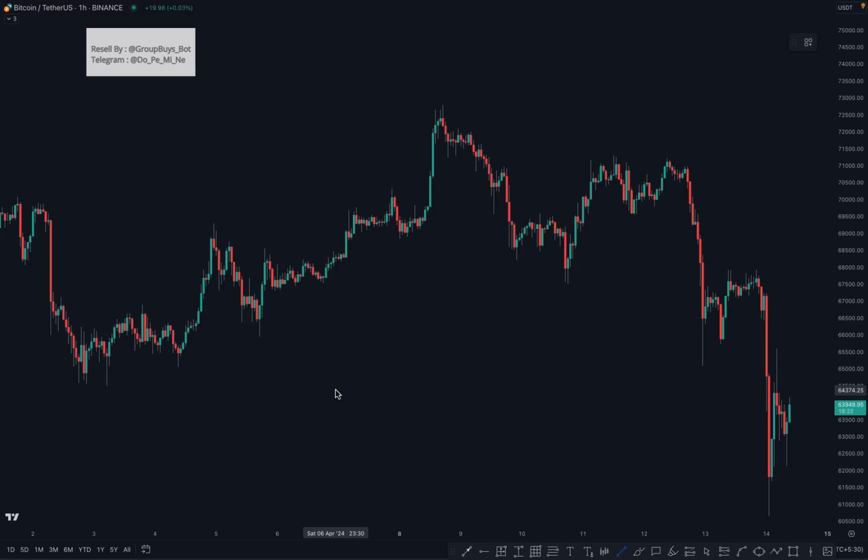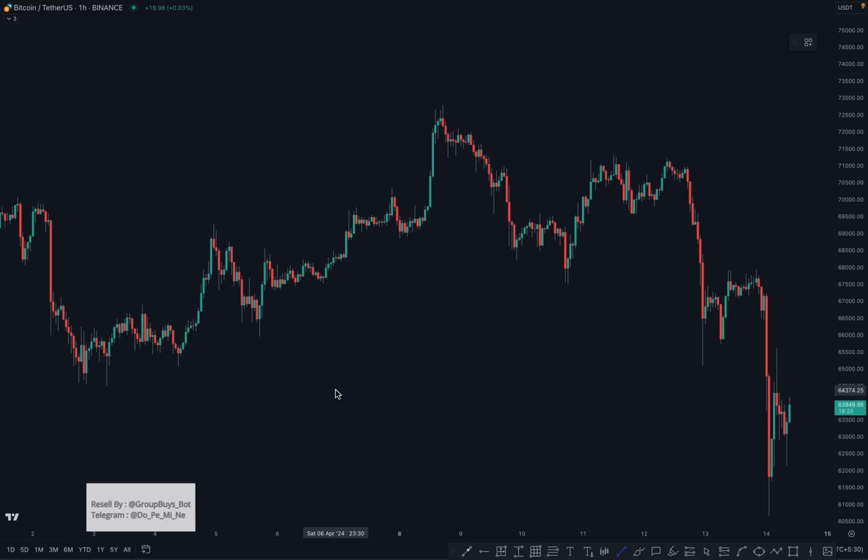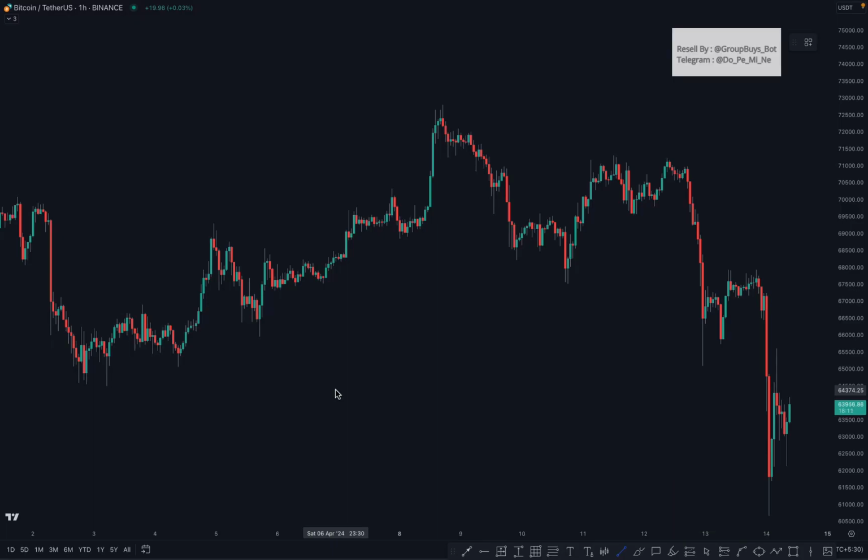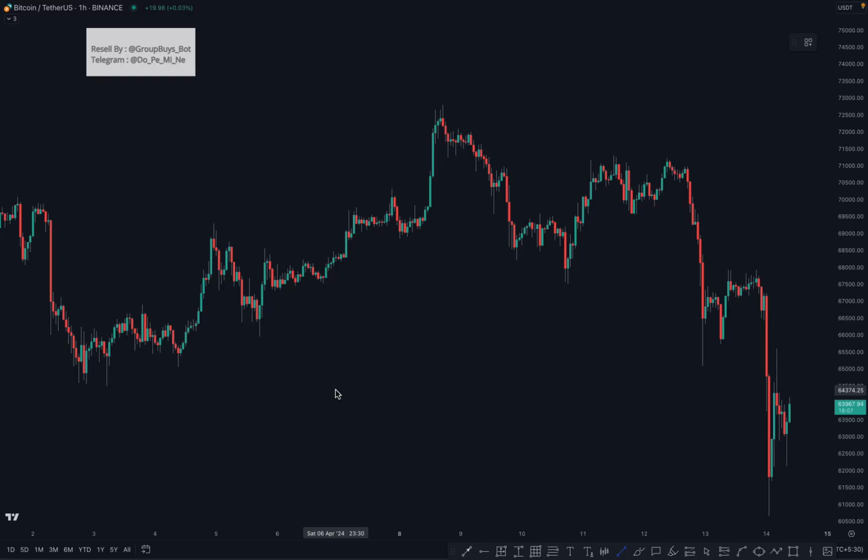If you are a day trader, then you can use the 15-minute time frame, and if you want to trade for like 24 hours, then you can use a 1 hour time frame. Okay. If you want to hold for a few days, then you can use the 4 hour time frame. Okay. And if you want instant buying and selling, then you can use the 5-minute time frame.